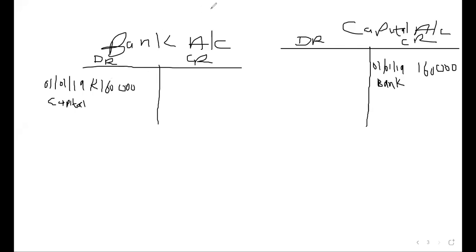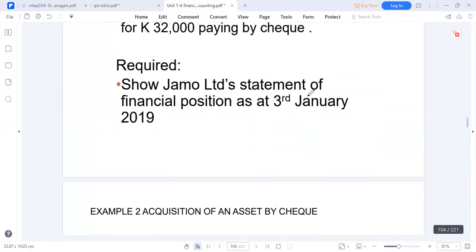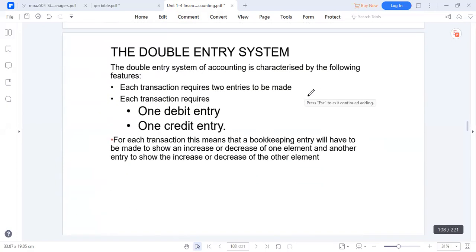So these are T accounts, which are called ledger accounts. It's called a T account because it has this T shape. All right, so now you can continue preparing the T accounts on the double entry system.